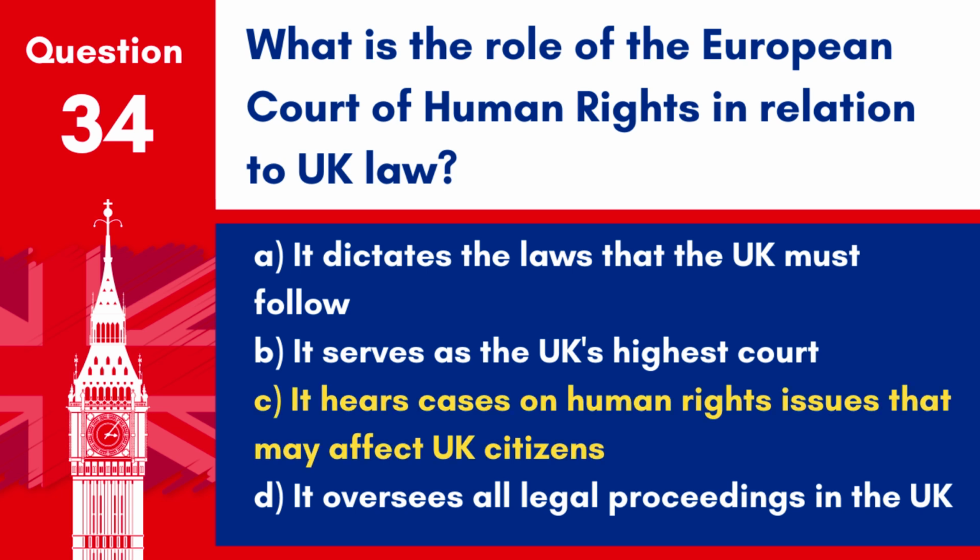Answer: C. It hears cases on human rights issues that may affect UK citizens. The European Court of Human Rights plays a role in relation to UK law by hearing cases that involve potential violations of the European Convention on Human Rights, to which the UK is a signatory.